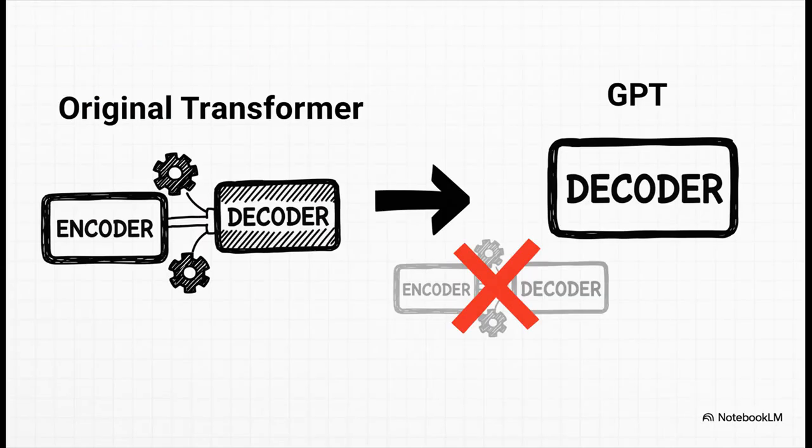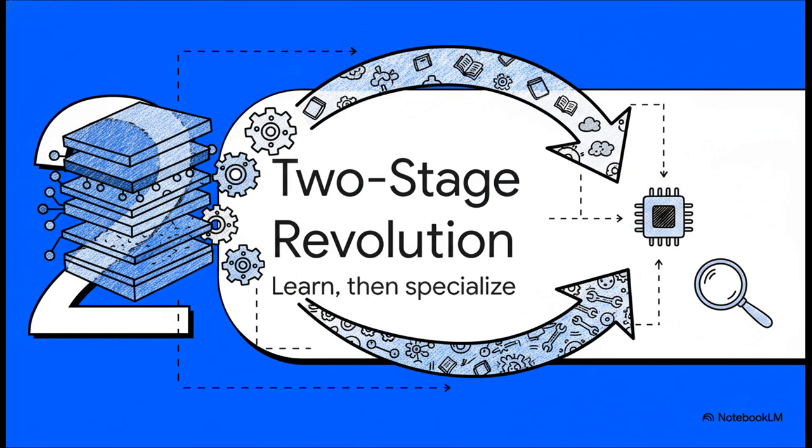See, the original Transformer was built for translation. It had two parts, an encoder to read a sentence and a decoder to write out the translation. The brilliant idea behind GPT was to just simplify. They threw out the encoder and focused everything on the decoder, making it a pure, lean, text generation machine. But the architecture is only half the story.